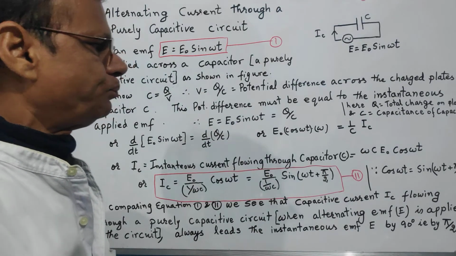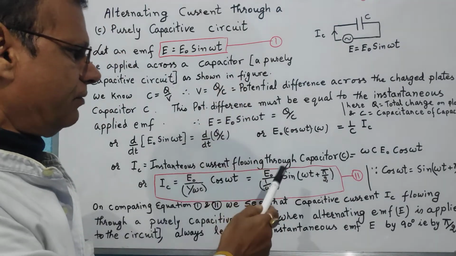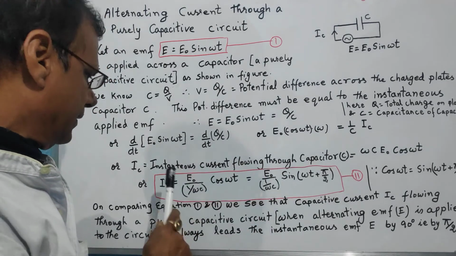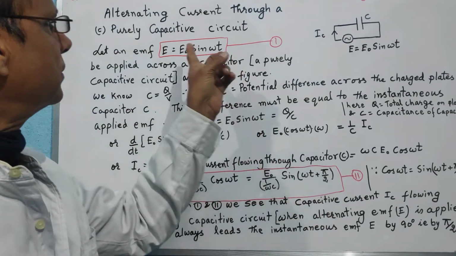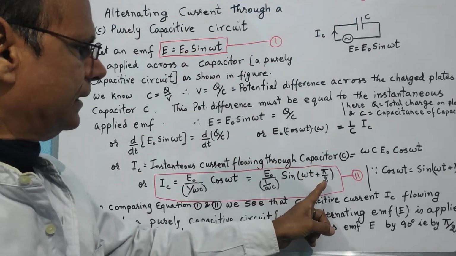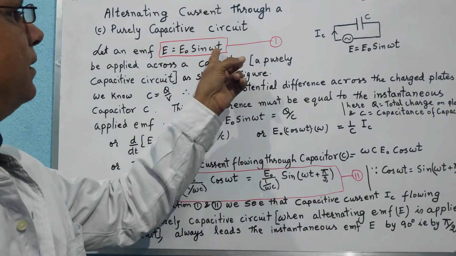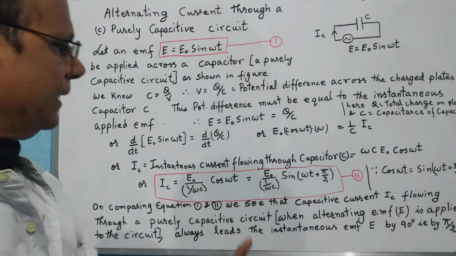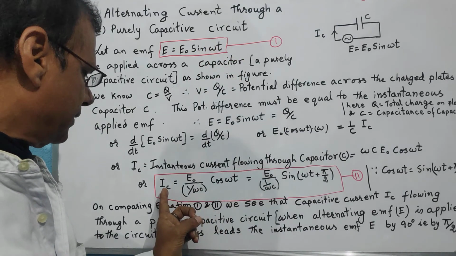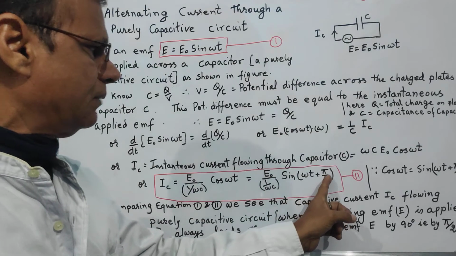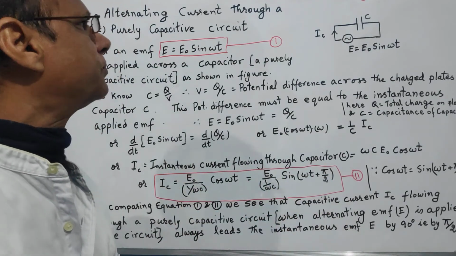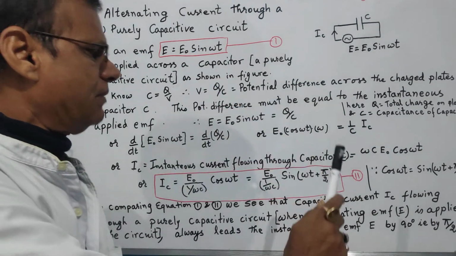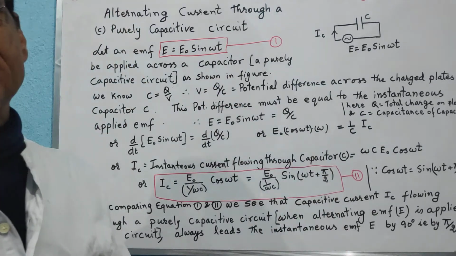On comparing equation 1 and equation 2, what we see is that the capacitive current always leads the applied EMF by 90 degrees. While the phase of applied EMF is omega t, the phase of capacitive current is omega t plus pi by 2. So that means IC always leads the applied EMF by 90 degrees, that is pi by 2.